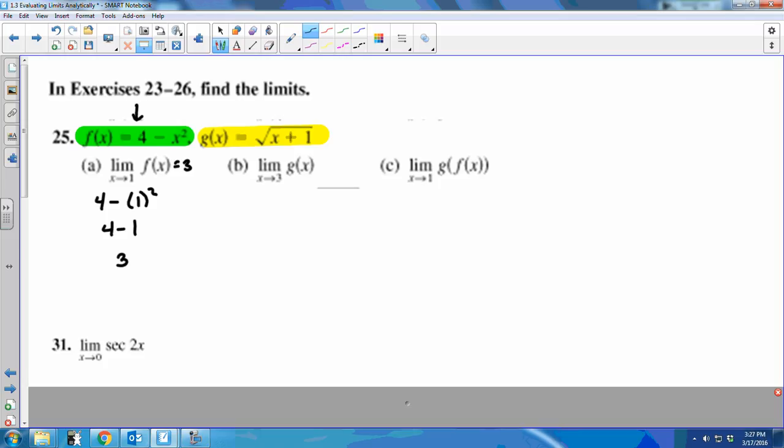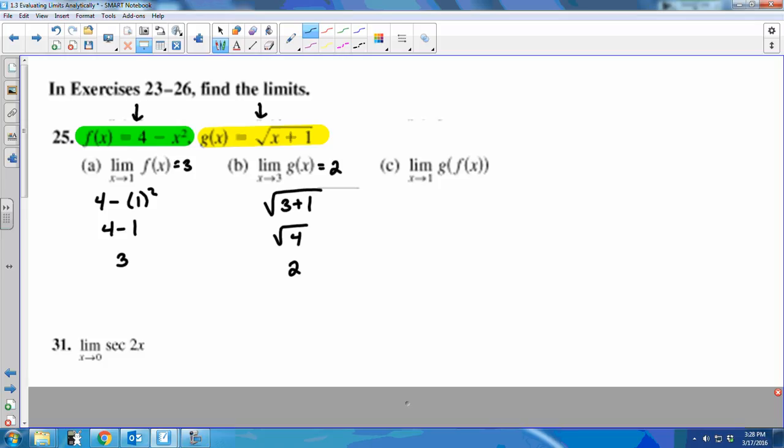The second one, the limit as x approaches 3 of g of x. So that time we're using the yellow highlighted function, g of x. And so I have the square root of 3 plus 1, and that's the square root of 4, and the square root of 4 is 2. So my limit is 2. Okay?